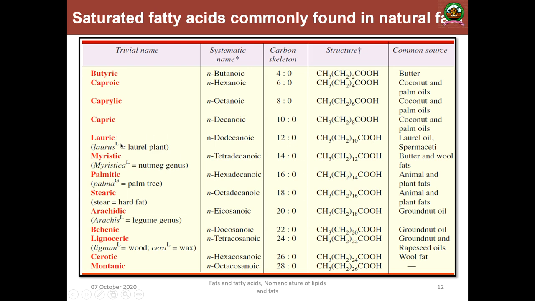We also have lauric acid, myristic acid, and palmitic acid, which is very, very important. Hexadecanoic acid has a 16-carbon skeleton, CH3 (CH2)14 COOH, found in animal and plant fat. Similarly, stearic acid, arachidic acid, behenic acid, lignoceric acid, cerotic acid, and montanic acid, and so on. Their salts are also commonly present. You have to understand this table, and you may get any question from it.